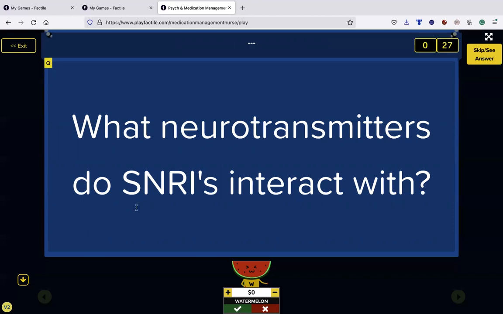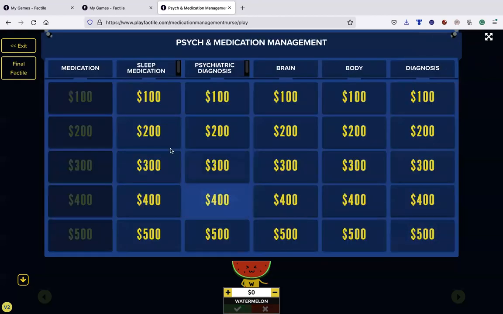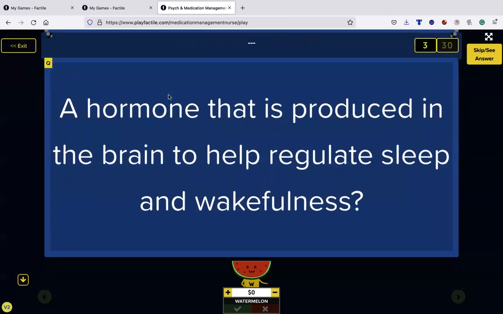Well, I see an S and I see an N. So it's going to be serotonin and norepinephrine. Serotonin has to do with well-being. Norepinephrine has to do with energy and motivation. Excellent. All right. So let's go down the next column here. We're going to definitely skip some of these.